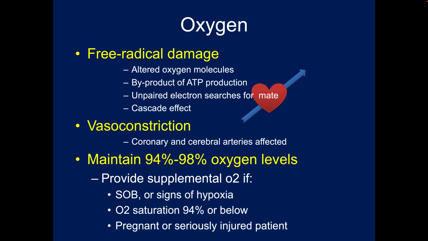I know you learned about people who are having strokes, people who are having cardiac events. We're concerned about vasoconstriction. So we don't want to over oxygenate them. We want to maintain that 94 to 98% level using whatever means. A cannula at 2 liters, or a non-rebreather mask at 15 liters, whatever works to get that range going.